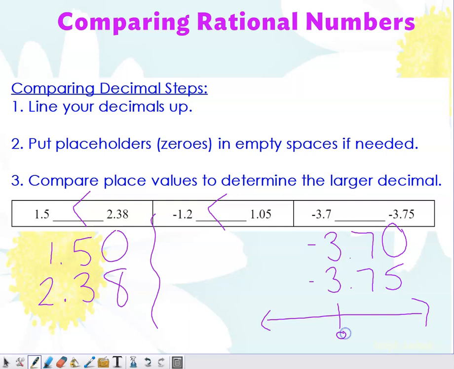So if I had 0 here and I was going to negative 3 and 7/10, that would be here. And then negative 3 and 75/100 is bigger, so it's a little bit further down. It's a little bit further away. So it's smaller. This is on the right side, so this one is larger. Okay.